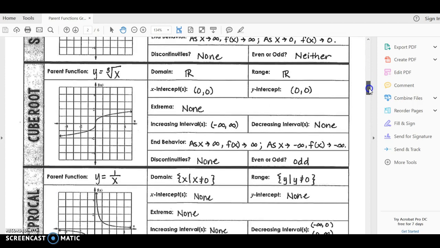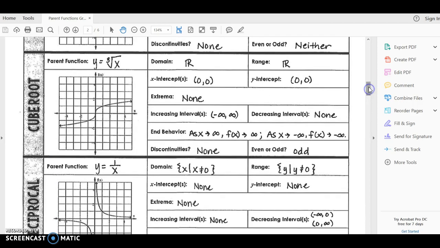All right, got a few more I'm going to look at here. You won't need all of these for your project, but it's good to know what the parent functions look like. Cube root is the inverse of x cubed, so it's turned sideways. X cubed goes up and down. Cube root goes more horizontal, okay? So domain goes left and right forever, so your x's, your domain is all reals. Range, it's gradually going up and it's gradually going down, so your range is all real numbers as well.